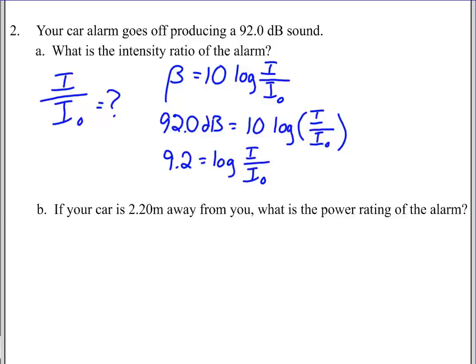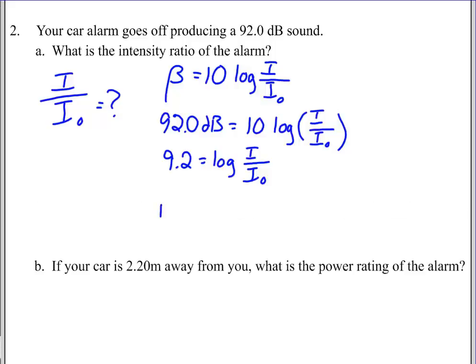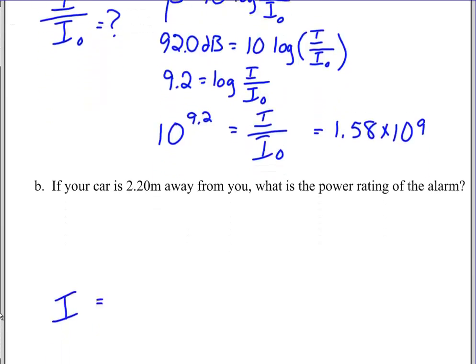So now I'm just going to take the inverse log, which is simply raising each side to the power of 10. So we'll say 10 to the 9.2 equals I over I0. And plug 10 to the 9.2 power into your calculator, and hopefully you get 1.58 times 10 to the 9th. Okay, that's my intensity ratio.